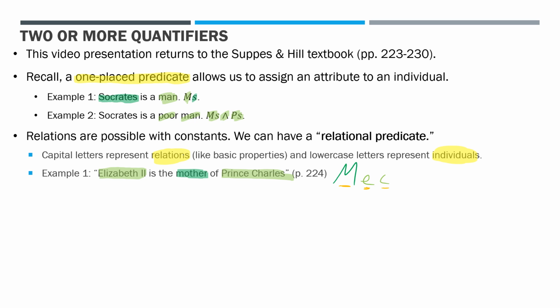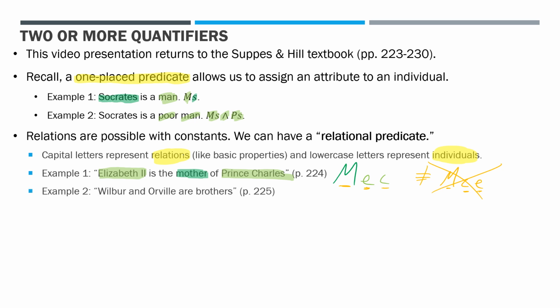Note that the order matters. So this is not the same thing as capital M, lowercase c, lowercase e, because this would tell us that Prince Charles is the mother of Elizabeth II, and that's simply not the case. Motherhood, we might say, is non-symmetrical. So from the fact that Elizabeth II is the mother of Prince Charles, it does not follow that Prince Charles is the mother of Elizabeth II.